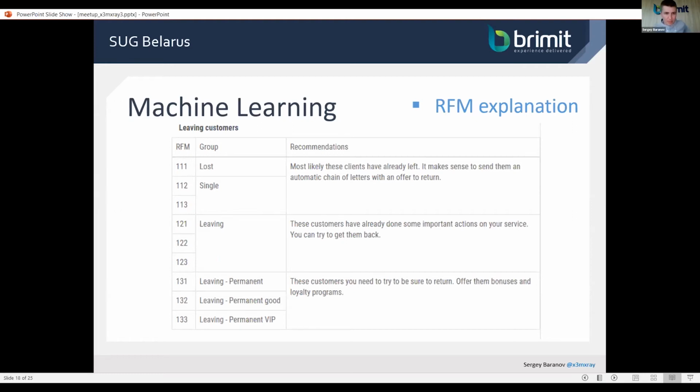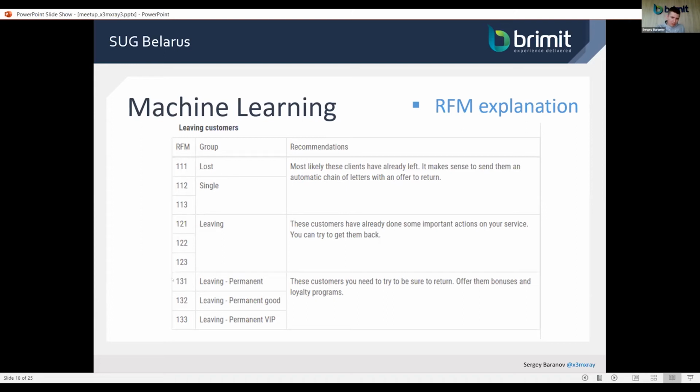And what the digits mean? As you can see, for example, on this slide, we have a group of living customers, but there are not only customers who are going to leave our service, but they are also divided into several groups. The first group is the group with value 111, and these are our lost customers. We already lost them, and maybe we don't even need to do some marketing campaigns for these customers.